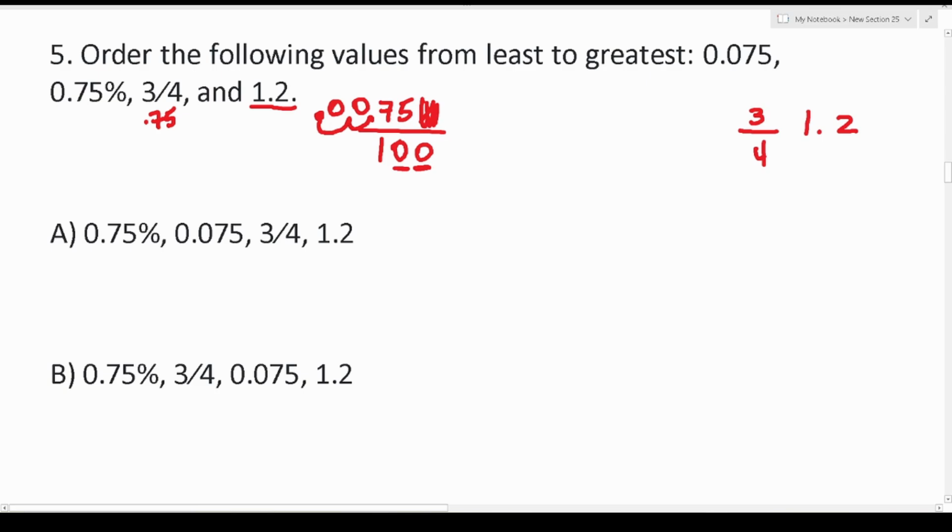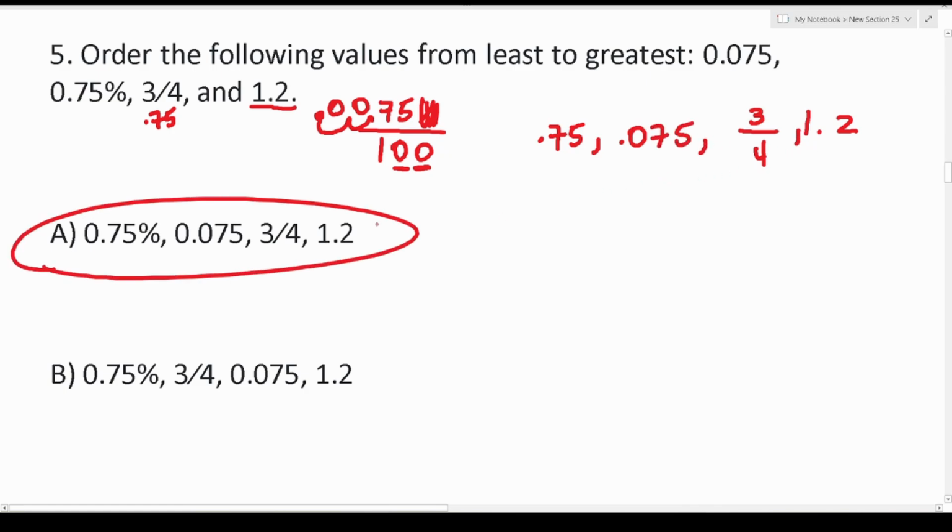0.0075. Well, 0.0075 is much smaller than 0.075. So this, if we order it, is going to be 0.75%, 0.075, 3/4, and 1.2. So that's going to be answer choice A. Okay, so that's that one.